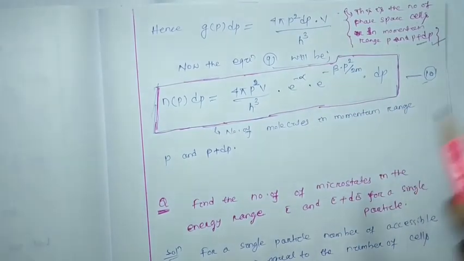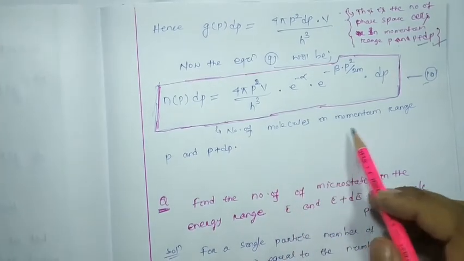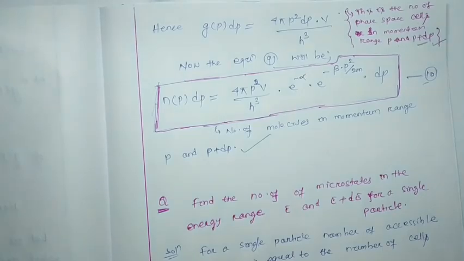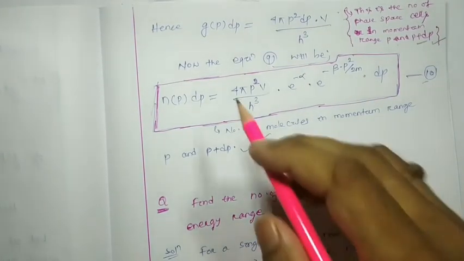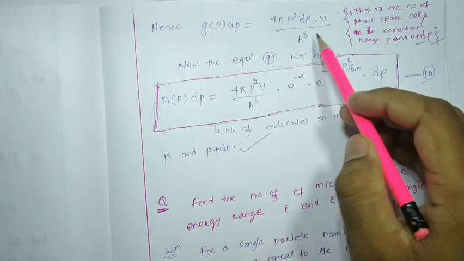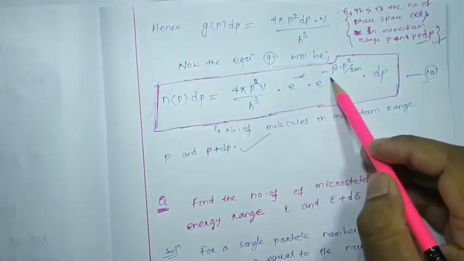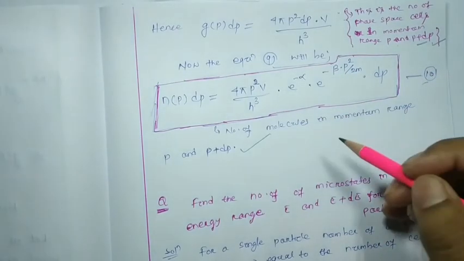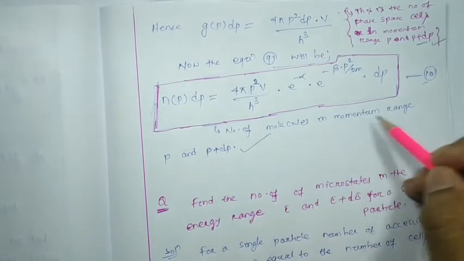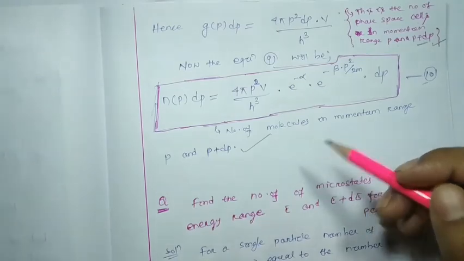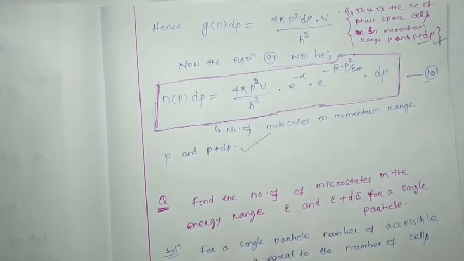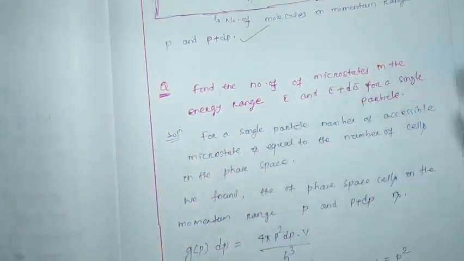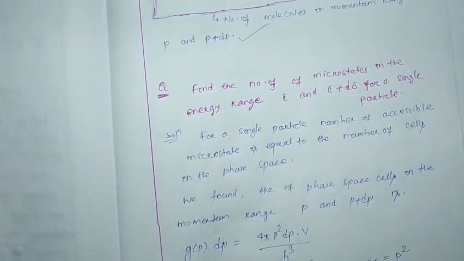So this is the expression which represents the number of molecules in momentum range p and p plus dp. Okay, here we found the number of phase cells, and due to these two terms we found the number of particles or molecules which will be present in the volume in the momentum range p and p plus dp. Now this is a simple question that will be required in our forthcoming lectures.